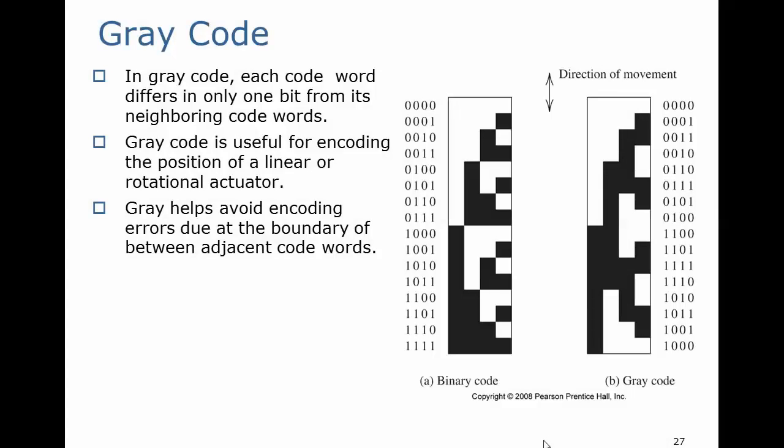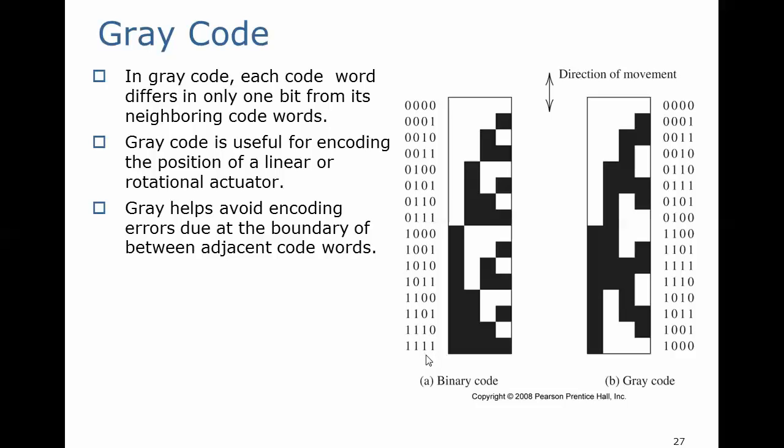Gray code. Let's talk about gray code a little bit. We have two diagrams here that represent the 4-digit binary codes, black being a 1 and white being a 0. And here on the left, in case A, we have regular binary code, which is just counting 0, 1, 10, 11, 100, 101, and so forth up to 1111.